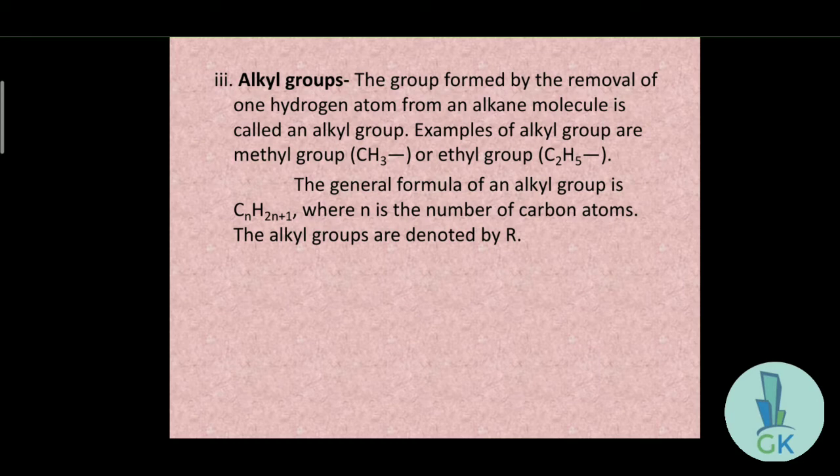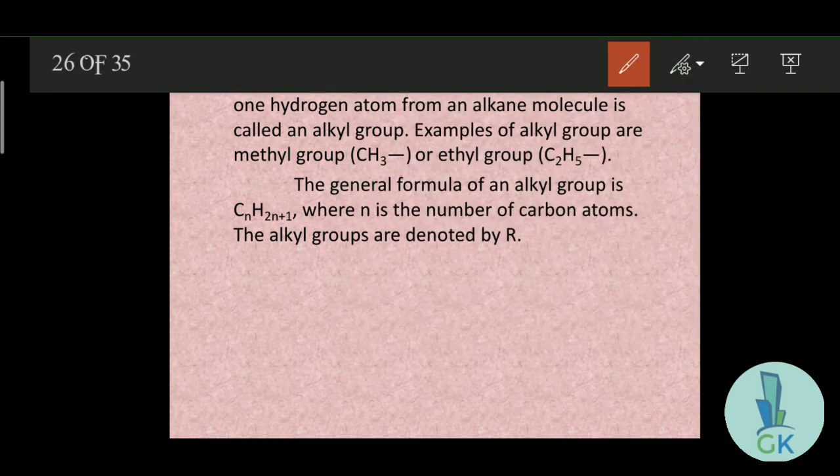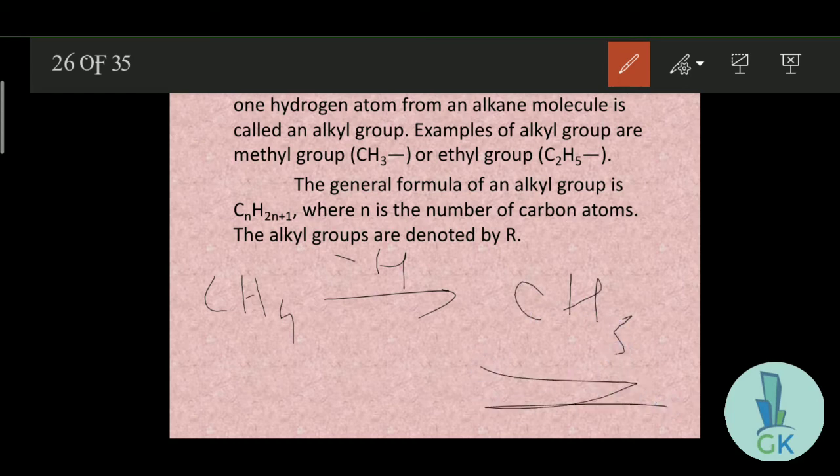So you can see as an example, if मीथेन है, अगर आप उसमें से एक हाइड्रोजन हटा दें तो it will become what? CH3. So this CH3 is an alkyl group, and as it is obtained from the alkane which is methane, the name of this alkyl group is what? Methyl group. Okay, methyl group.